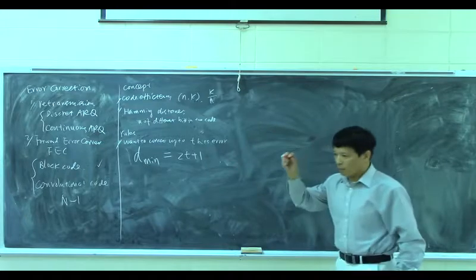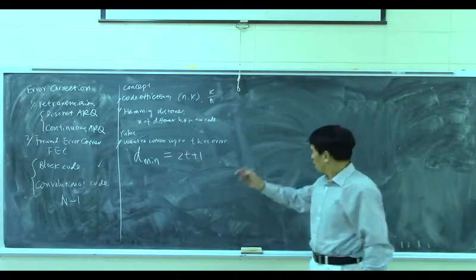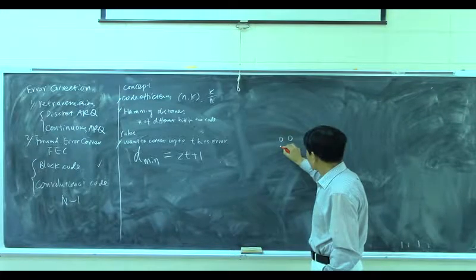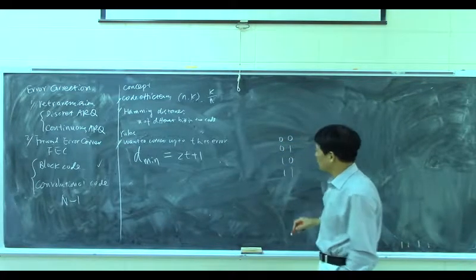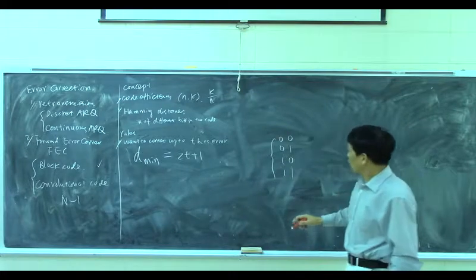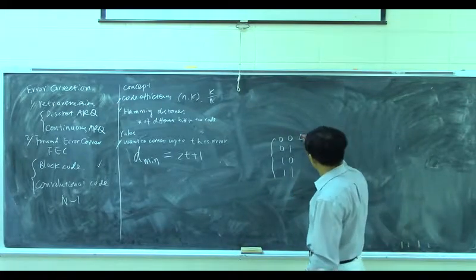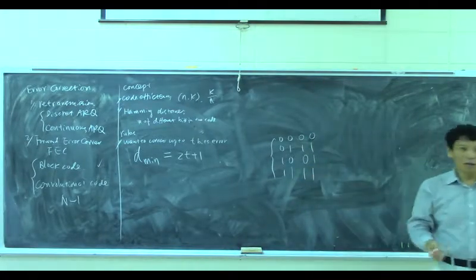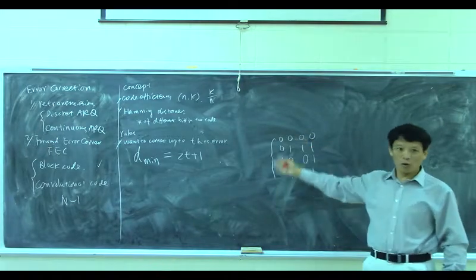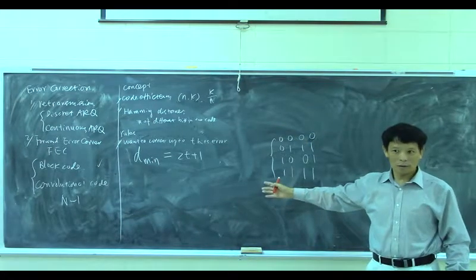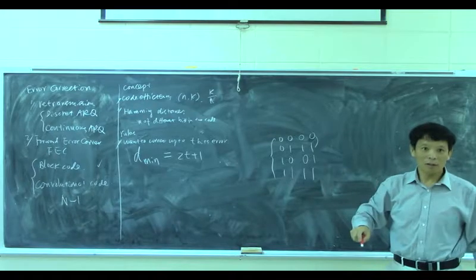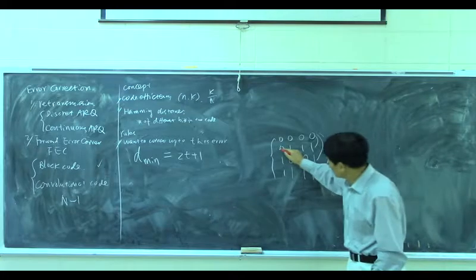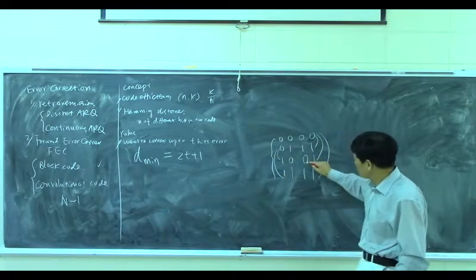For another example, suppose I have a code set like 0, 0, 0, 1, 1, 0, 1, 1. I just made up anything like this. Suppose I have 4 codes. You know there's a distance between here, right? There's a distance between here, there's a distance between here. And there's a distance between here, and also a distance between here and here.